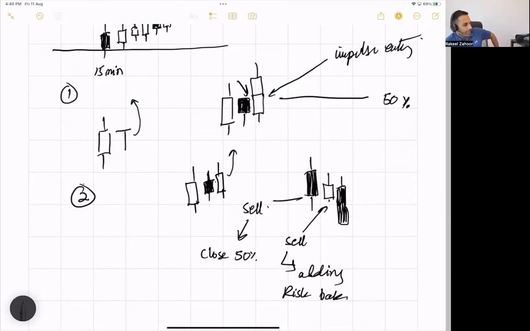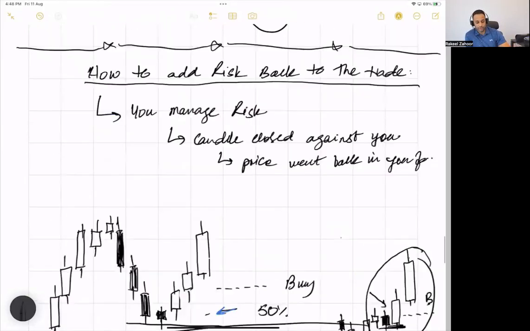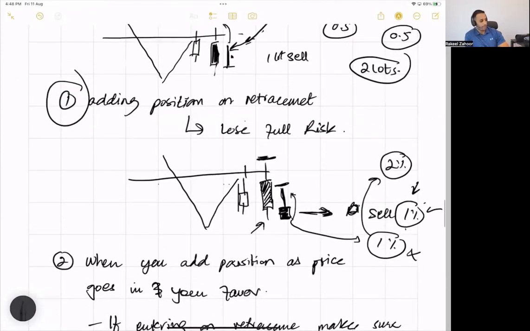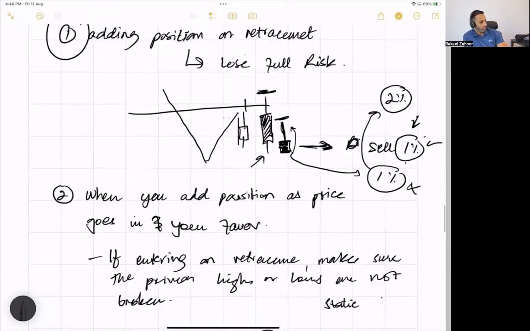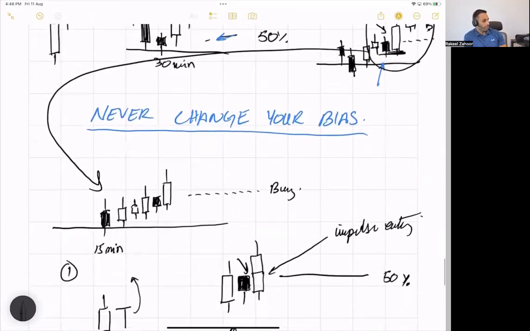Static risk is where you manage risk. If a candle closes against you, you close 50%. Dynamic risk is where you initially go in with a lower risk, and then dynamic risk has two scenarios. As price goes against you, you add a position. That's risky. And then as price goes in your favor, you add a position. That's way easier. What was it when it had a wick as opposed to no wick?